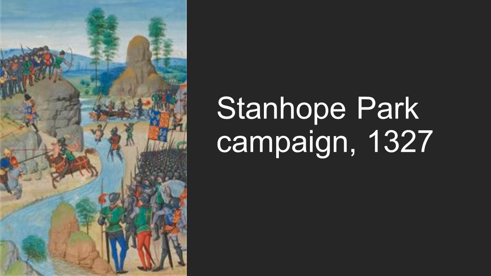The English command structure in this campaign is not entirely clear, and we assume that Mortimer must, on experience grounds at least, have played a prominent role. But as at Bannockburn, disputes over precedence arose. The Earl of Norfolk, the King's uncle, for example, drawing up a schedule of his rights and privileges as Earl Marshal and captain of the vanguard during the campaign.